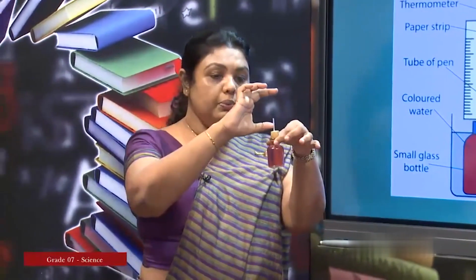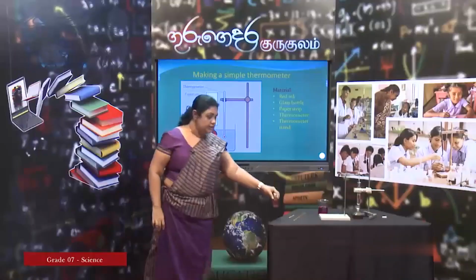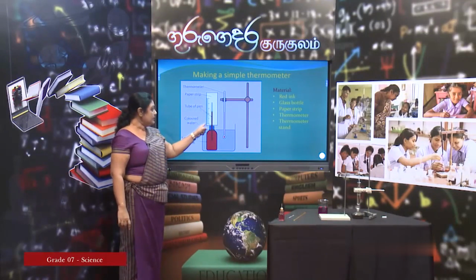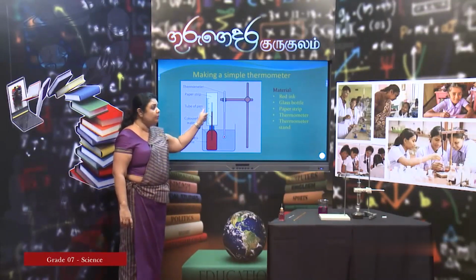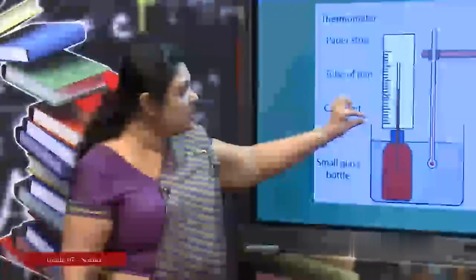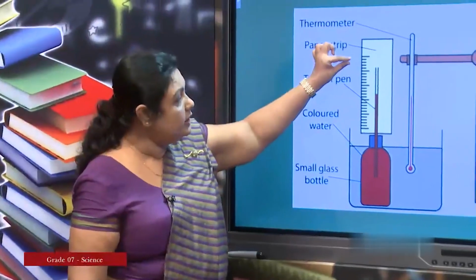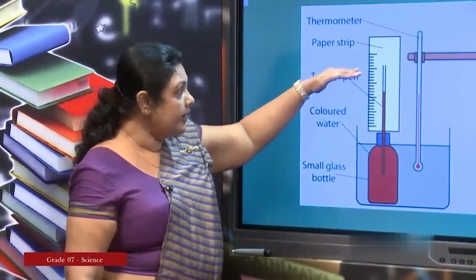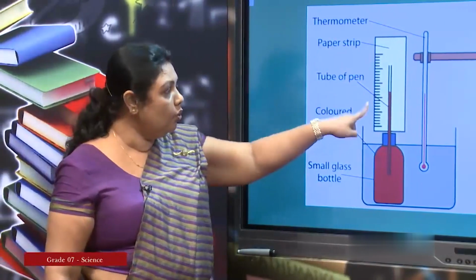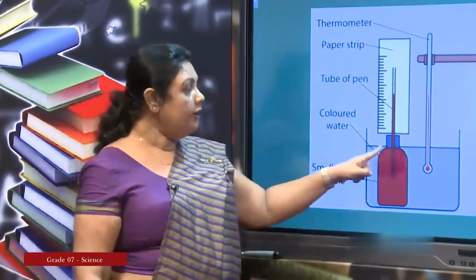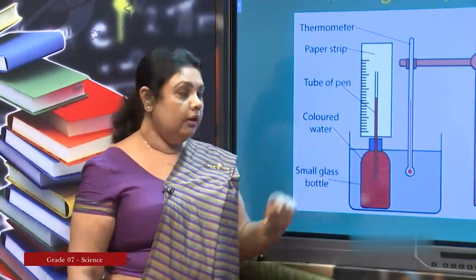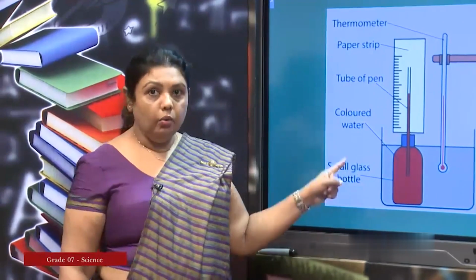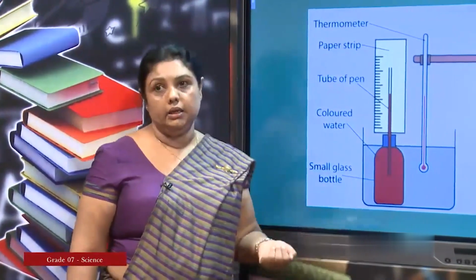When the paper is fixed to this, first you have to label it with the same numbers, the same calibration. The space between each scale is the same, each line is the same, and it is kept this way. This is glued to this pen tube and your thermometer is there. Now, what do you do? Here it is kept in a water trough. Now, you can heat the water trough.